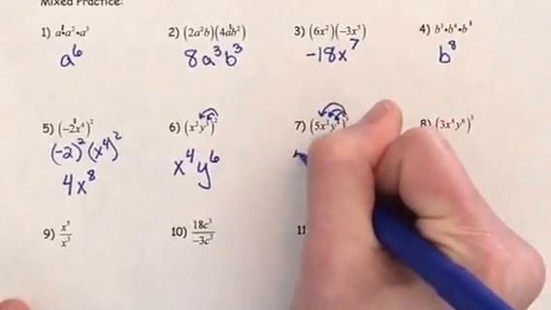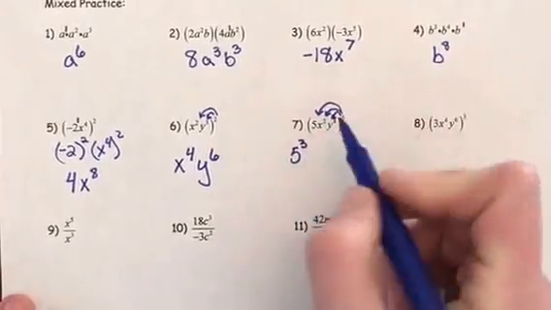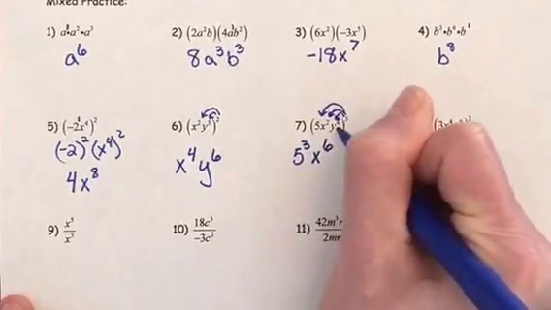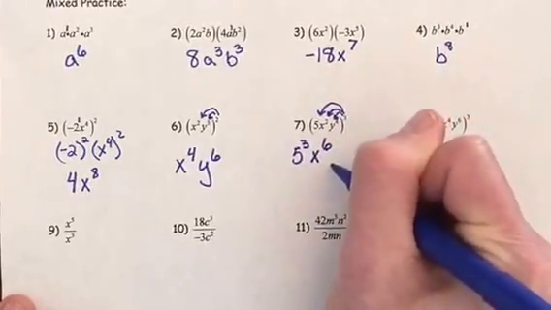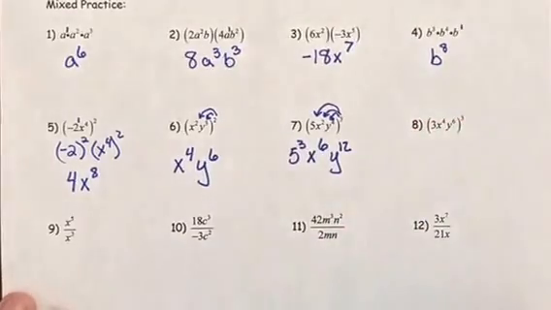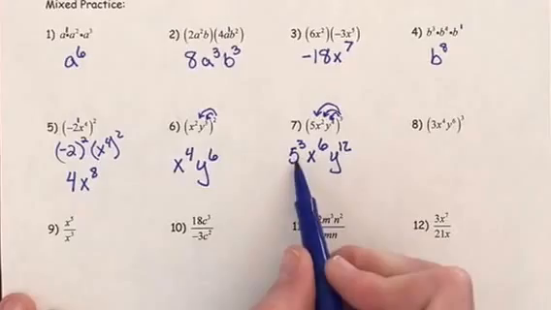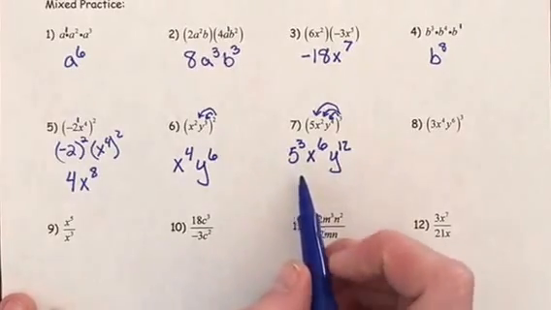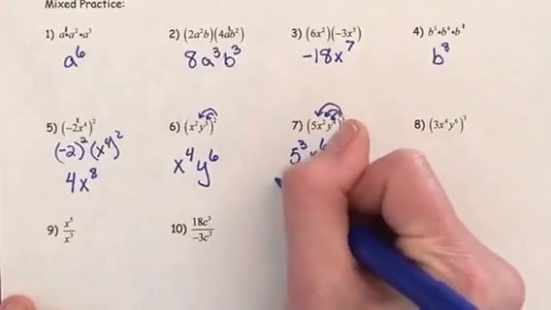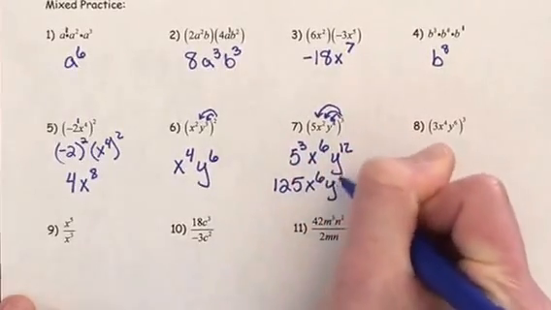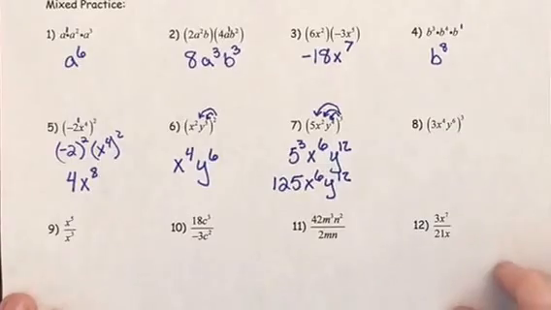So this is 5 cubed. X squared cubed becomes x to the 6th. Y to the 4th cubed is y to the 12th because we are multiplying exponents. 5 cubed you can put in your calculator or you can use your brain and know that that is 125. So if you want to write it out, that is totally fine. For now, if you want to leave it like 5 cubed, that's okay too.